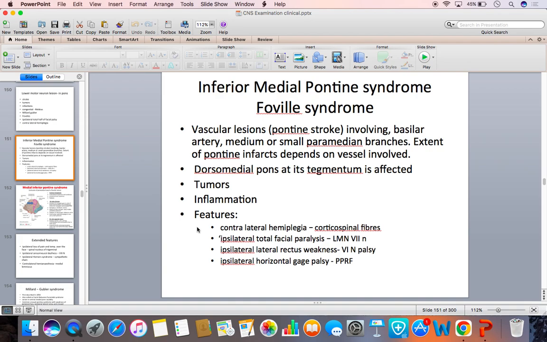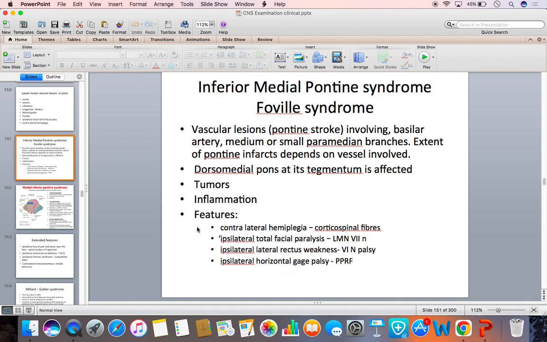Coming to the Fowler syndrome, that is medial pontine syndrome. Before we go to this, understand the blood supply of the pons. Then you have the vertebrobasilar system, that is the posterior circulation, posterior strokes. Posterior circulation is based upon the vertebrobasilar system. There are two vertebral arteries. After entering the brain, they merge together at the lower part of the pons to form the basilar artery.